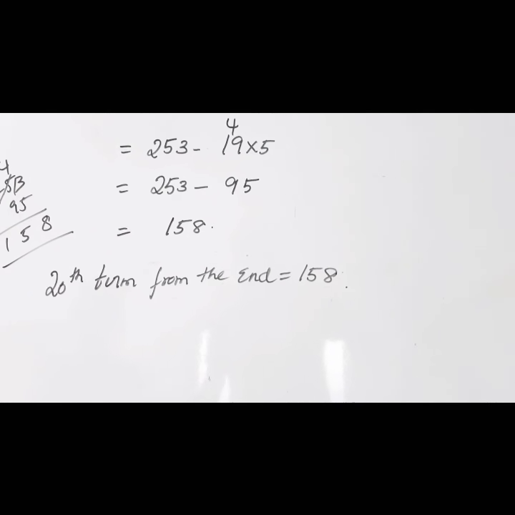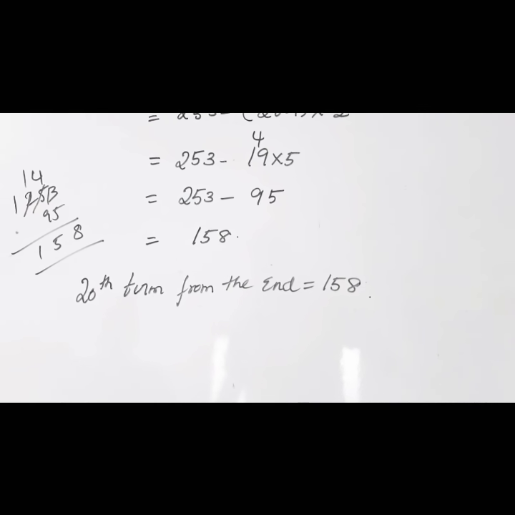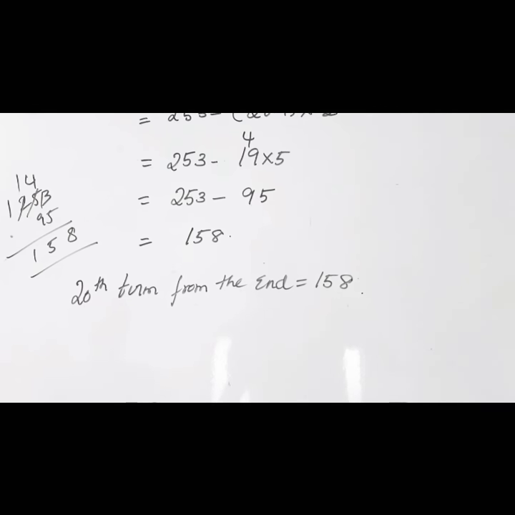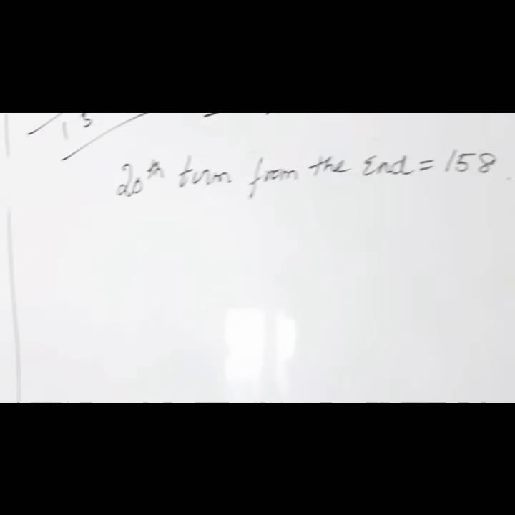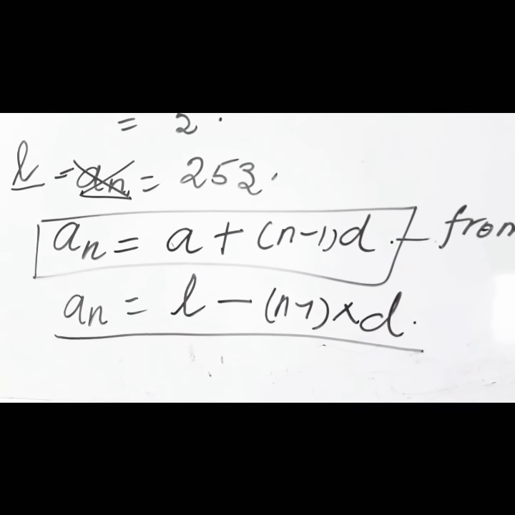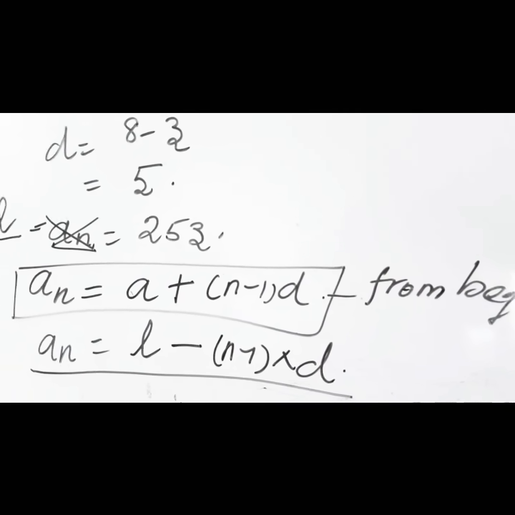Children, this is a different and an important board sum. Make a note of it and don't forget to write the new formula AN is equal to L minus N minus 1 into D. As usual, near the question itself in your content book, write the formula AN is equal to L minus N minus 1 into D. Turn your page, your content book, page number 103.